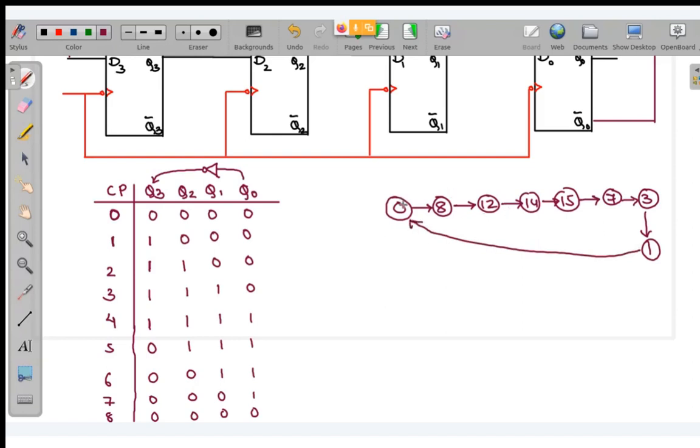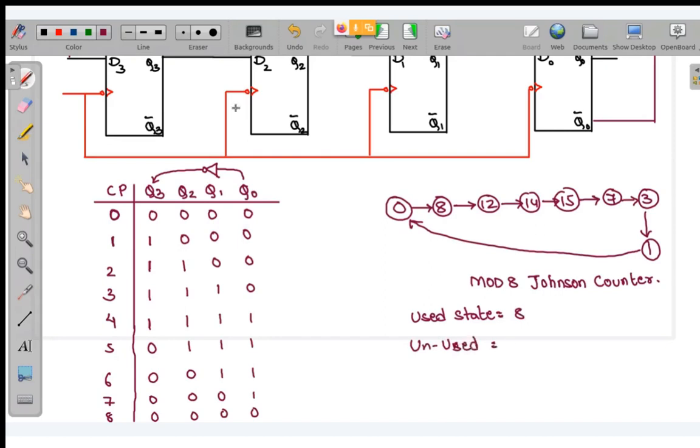So how many states do we have? 1, 2, 3, 4, 5, 6, 7, 8. So this is a mod 8 twisted ring counter, or you can say Johnson counter. Over here, the number of used states is equal to 8. How many unused states will there be?